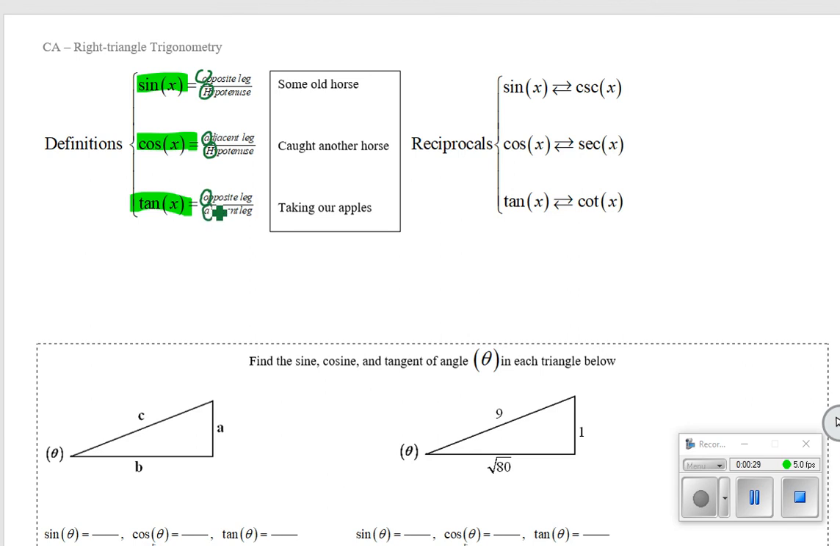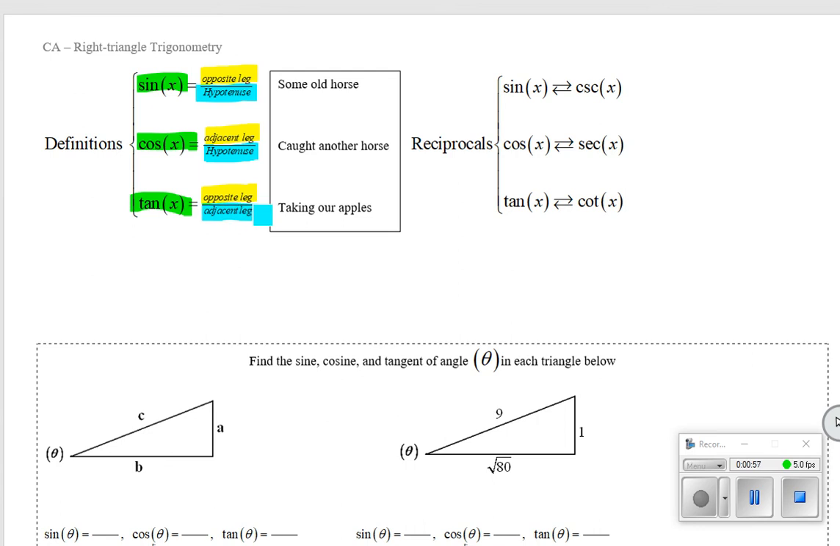Let's say that again. In a triangle, we're going to define the sine as being the opposite leg divided by the length of the hypotenuse. The cosine as being the adjacent leg divided by the hypotenuse. And the tangent as being the opposite leg divided by the adjacent leg.